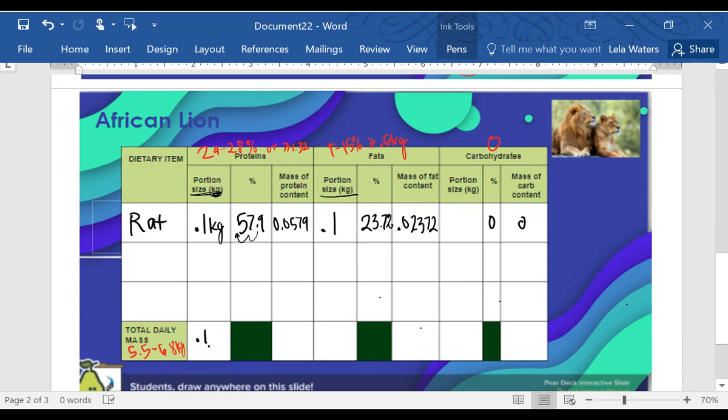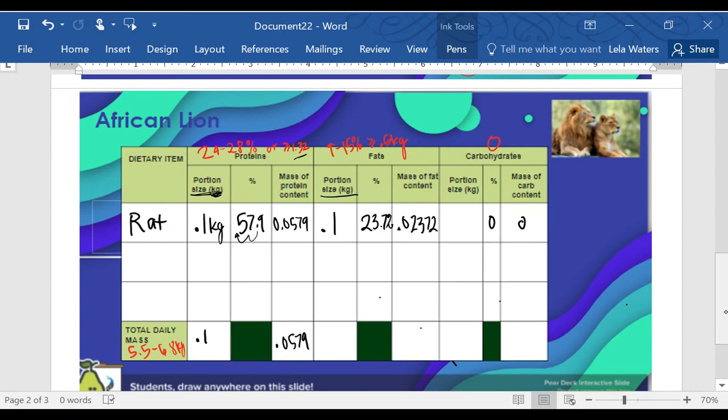So we're going to have to get something a lot bigger when we go back to pick something the next time. The mass of the protein that we have so far is 0.0579. That is a lot lower than the 1.32. So again, we're going to need something a lot bigger. And for fat right now, we have 0.02372. That's a lot lower than 0.5. So we just need something a lot bigger next.